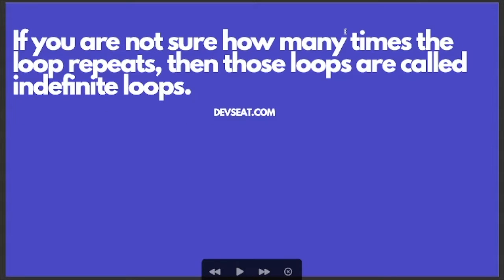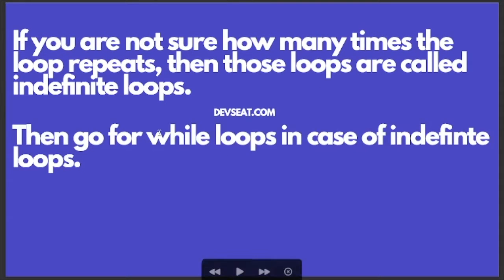Let us say you are not sure how many times your loop actually repeats beforehand. Then those loops are called indefinite loops. Indefinite loops can be iterated using a while loop. Definite loops are iterated using for loops and indefinite loops are iterated using while loops.